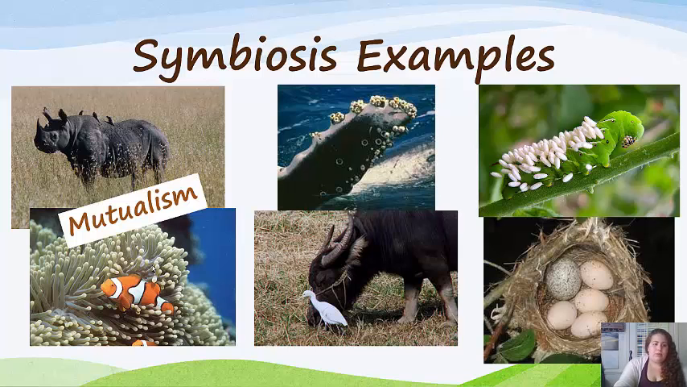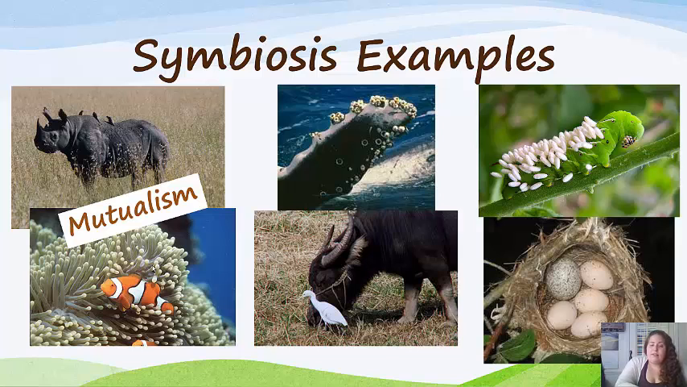Now, the first one here is mutualism. 2 examples are the rhino and the plover bird. So rhinos often get covered in parasites, and the plover bird will actually come and eat the parasites off of the rhino. Now, this is where both are benefiting. The plover gets a nice snack, and the rhino actually gets relief from the parasites that are bothering it.